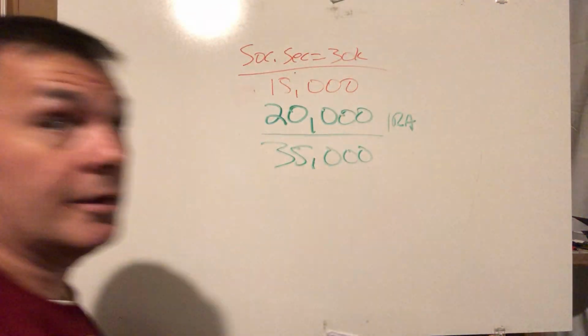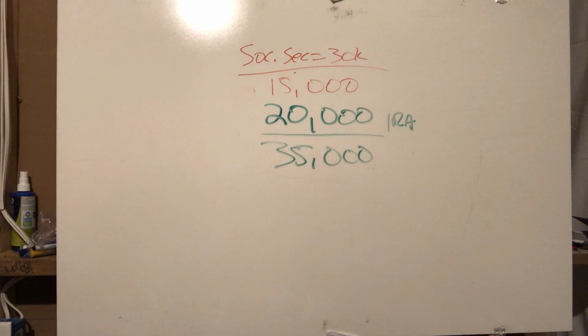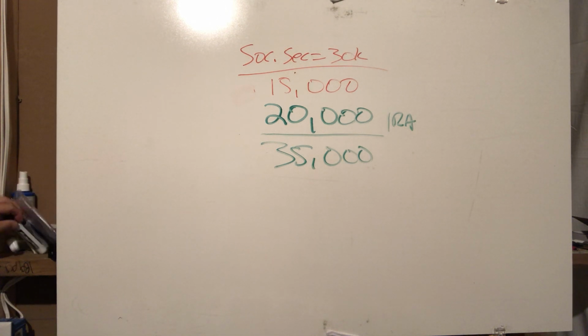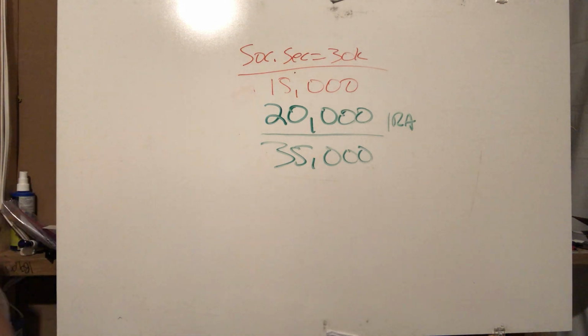All right, so we've got $35,000 as her provisional income. Is that it right there? Nope. Weird, man. The ghosts are down here in the basement because I haven't been down here for so long. The ghosts are haunting me.